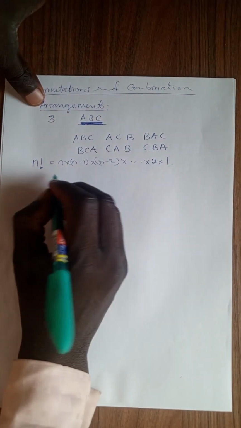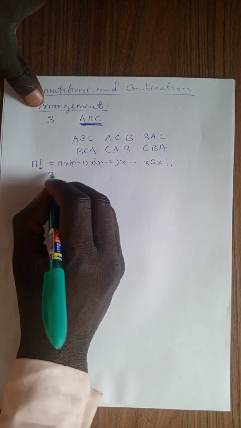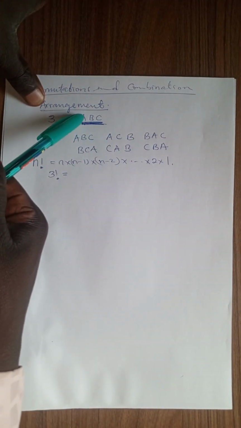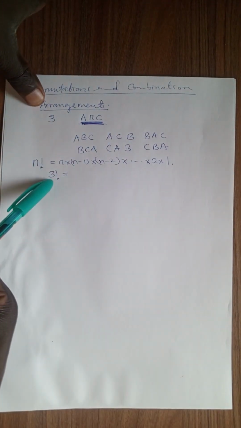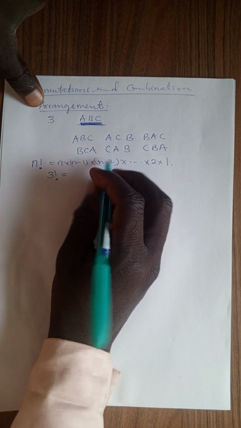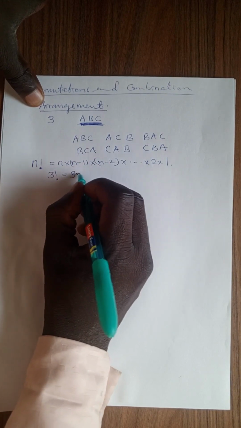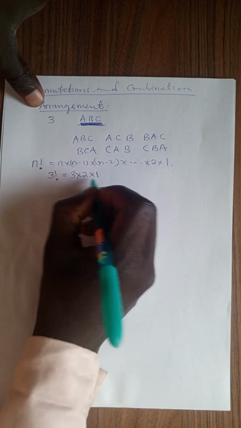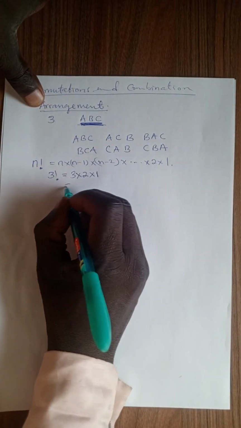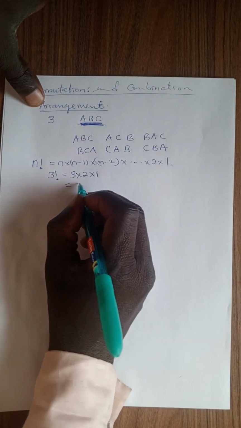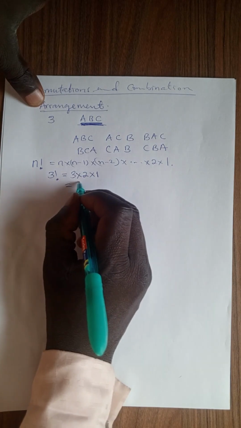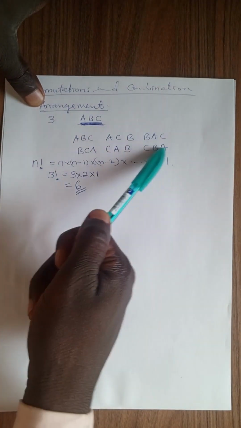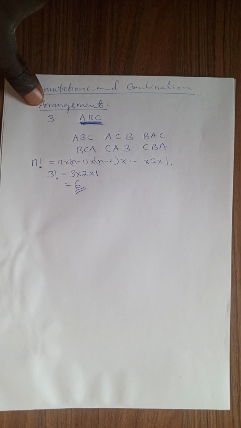For example, if you have 3 factorial, we have 3 items here, 1, 2, 3 items, so I have 3 factorial, and this is given by 3 times 3 minus 1 is 2, times 2 minus 1 is 1, until you reach 1. This is equal to 3 times 2 times 1, and that is equal to 6. So we have 6 ways of arranging 3 items, taking all at a time.